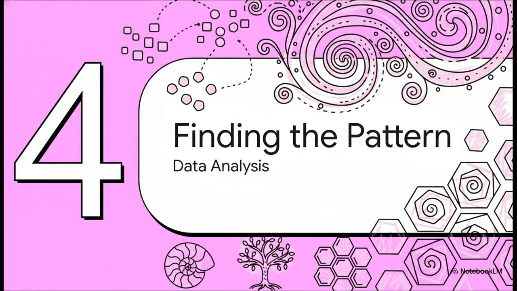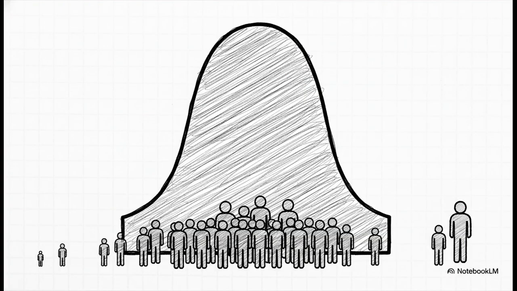But hidden inside that data is a secret, an amazing, predictable pattern that shows up over and over again all throughout nature. And that pattern is called the normal distribution. You've probably seen it before. It's the famous bell curve.